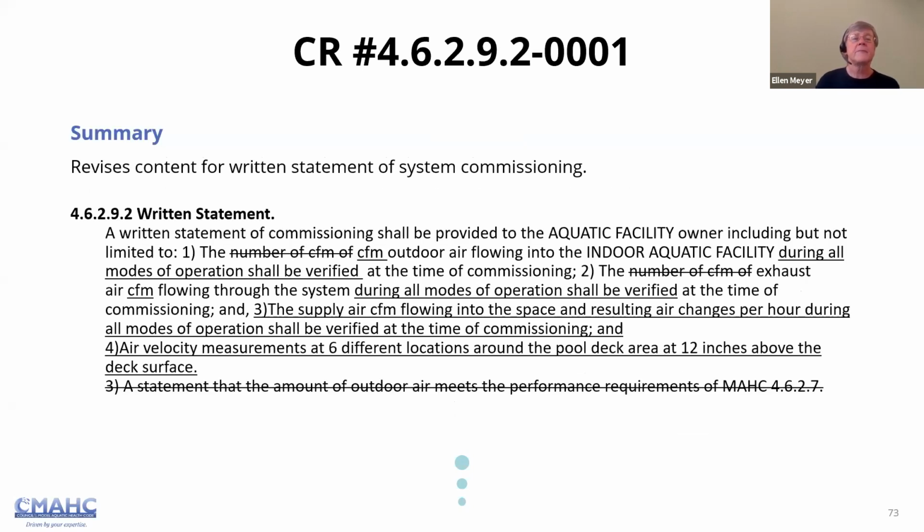46292-1 revises the content for the commissioning. And again, when you're commissioning a system, you need to make sure that it's actually working properly.